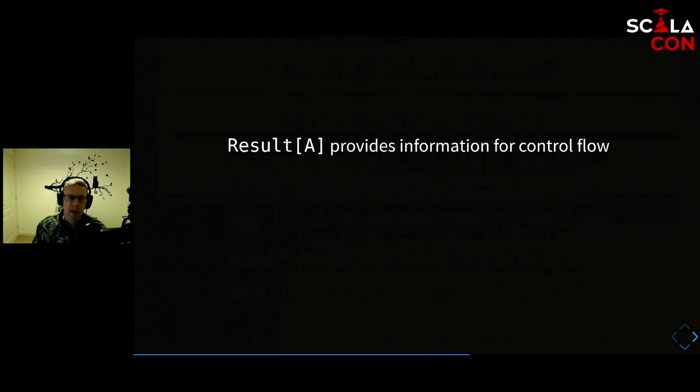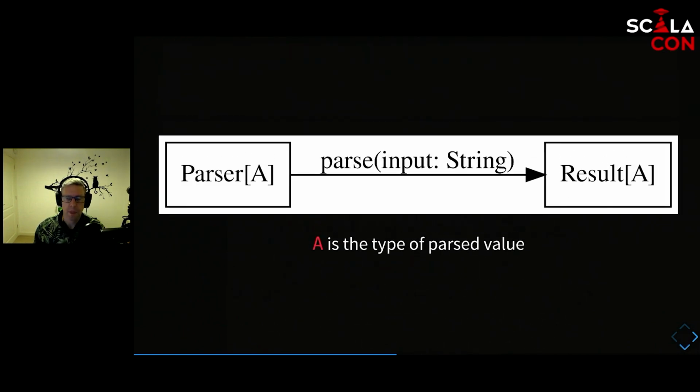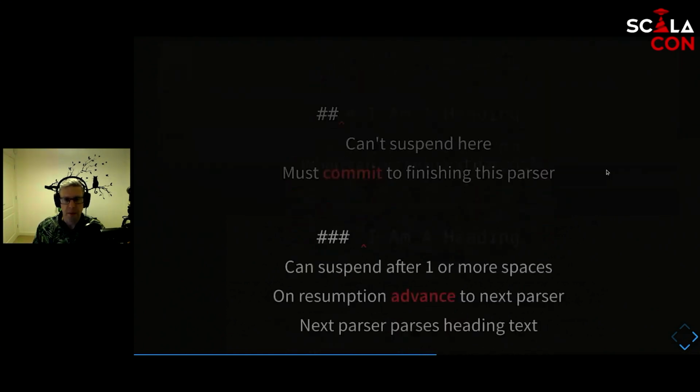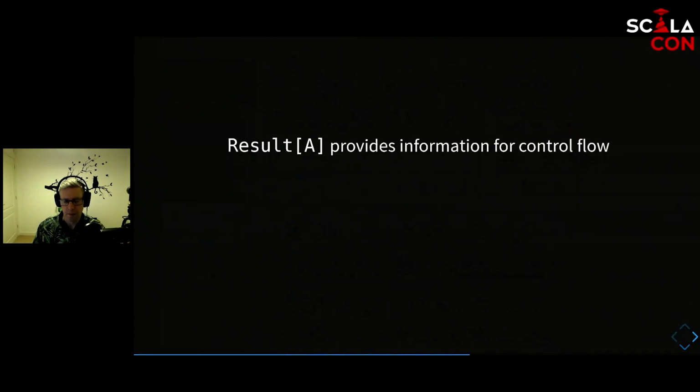All right. Another piece we need is the result type from the parser. So if you remember when we looked at our parser combinators, we had this result type. And this gives us information that we use for the control flow when we're doing this suspension and resumption.